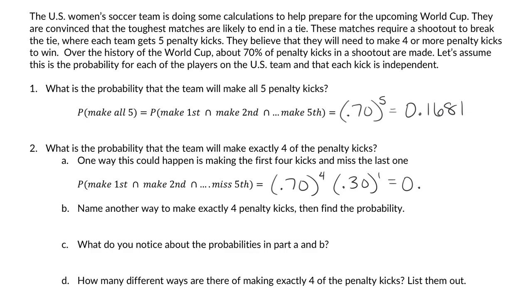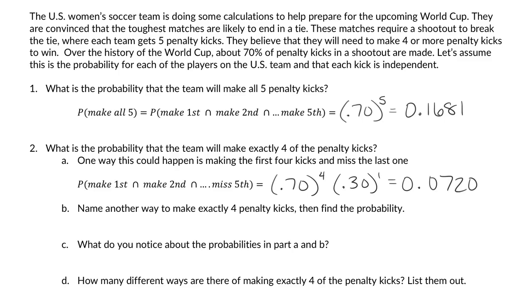What did you guys get for this probability? 0.0720, correct? Okay, now is this the only way that I could make 4 and miss 1? Because I made the first 4 and I missed the last one.